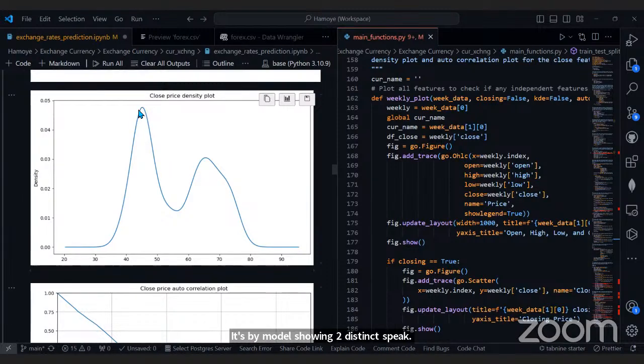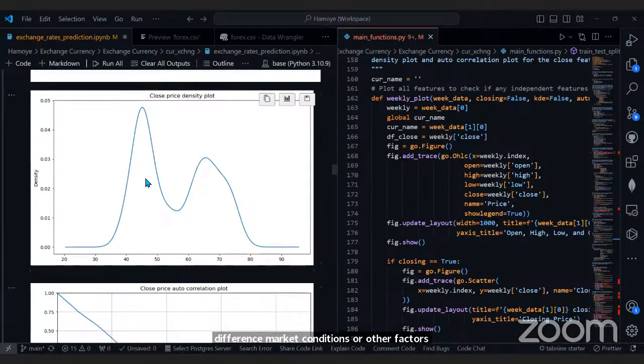The first peak is around 45, indicating a high concentration of close price values. Then the second peak is around 65. The presence of these two peaks suggests that the closing price has two dominant ranges or regimes. And who knows, maybe something happened that affected the market when this peak went up. This could be due to different market conditions or other factors influencing the price.